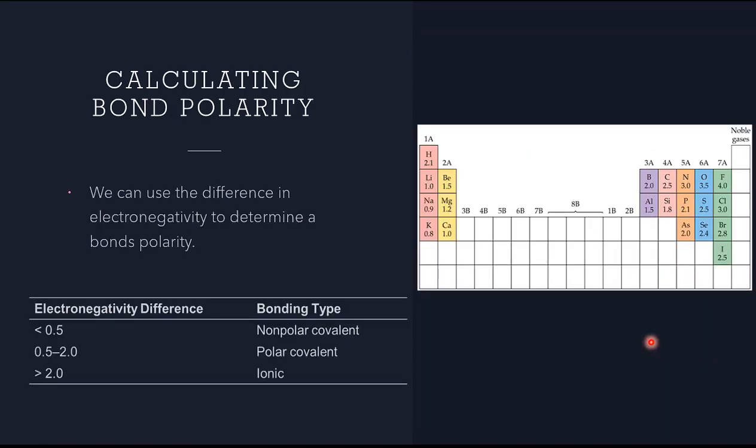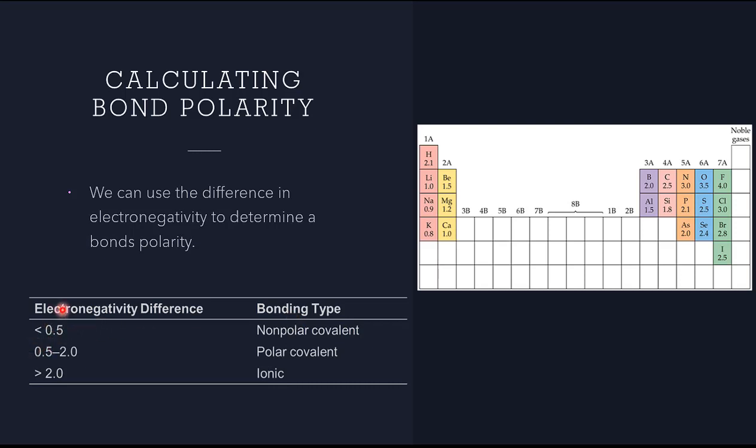So how can we predict how much of a difference in electronegativity is needed in order for a bond to be polar? We can use our electronegativity values that are given to us in this table, and yes, you'll be provided this on the test, in order to predict bond polarity. For example, if our electronegativity difference between the two atoms in the covalent bond is less than 0.5, then we would say that those atoms are equivalent in their electronegativity, and therefore we have a nonpolar covalent bond.